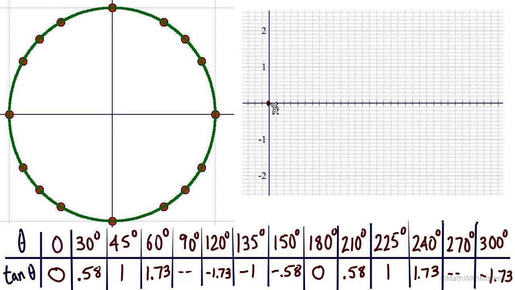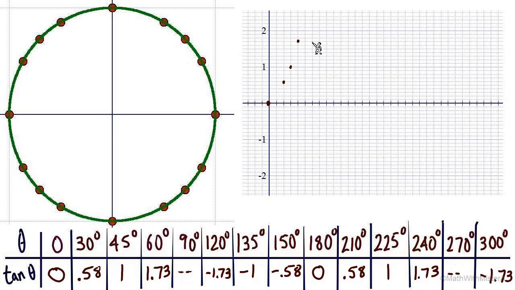Okay, 0, 0, so another function that does cross through the origin. Sine and tangent cross through the origin. Cosine did not cross through the origin, it crossed up here at 0, 1. Let's plot these other points. Again, my increments are 15 degrees, so at 30 I'm going up to 0.58 approximately. At 45 degrees I'm up to 1. At 60 degrees, way up to radical 3, about 1.73.